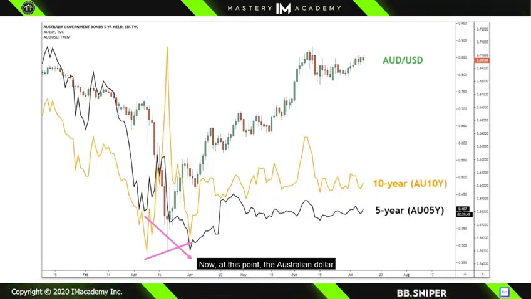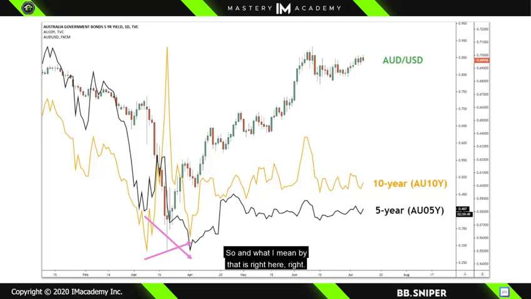Now, at this point, the Australian dollar kind of already bottomed out, right? But then look at the response that Australian dollar gets right after that divergence occurs, right? Even though it's a couple days later, that's the beauty of it, right? Is that you don't have to see it the day of, right? You can be a couple days late to the party and still be able to finesse the charts.